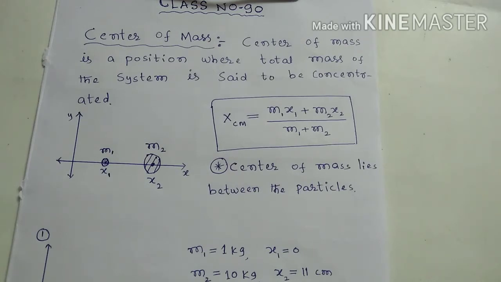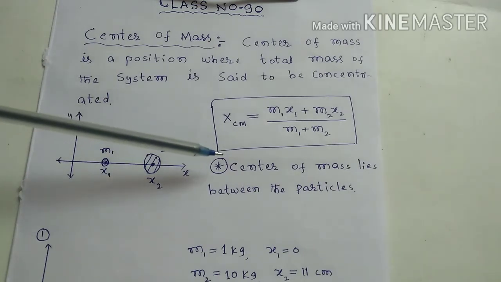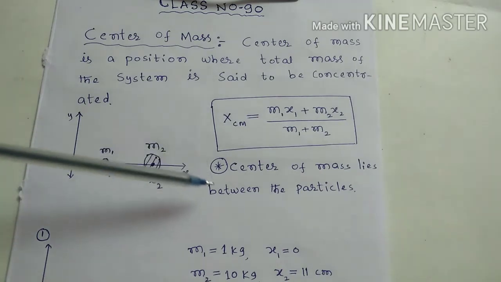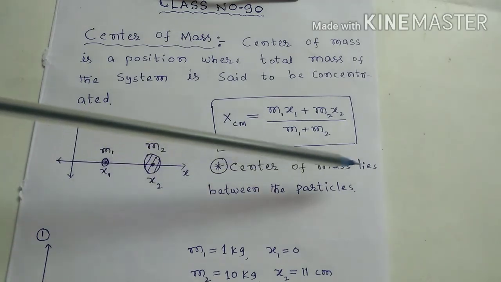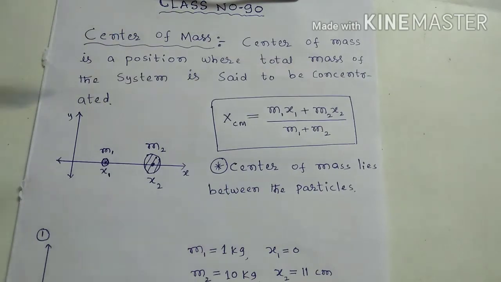Here, one important point you should remember: the center of mass lies between the particles. So definitely, the center of mass must be between M1 and M2, somewhere here.